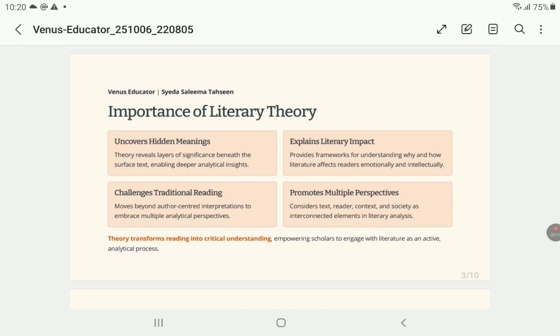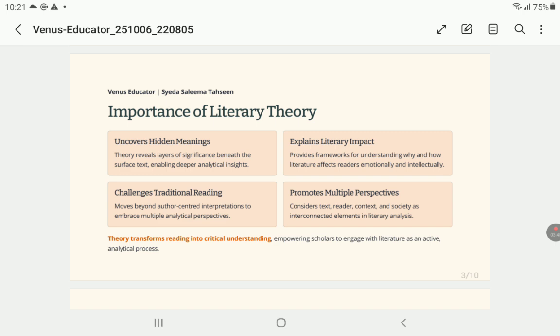For example, there are many Hindi songs, like "you are my heart." Is the person you love actually your heart? No, it doesn't mean that. Just as the heart is an essential part of the body, the person is as important as that for you, isn't it? So that is the hidden meaning in that. Literary theory reveals those layers of significance. Am I clear with this?